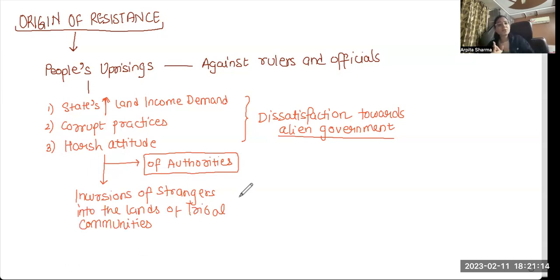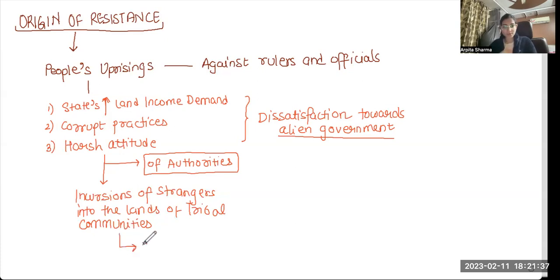So they had their own governmental system, right? Tribal communities mein koi zyada ghusta bhi nahi hai because unka system apna established hai. They have a well-established system, hierarchy, everything. So the Britishers, the strangers, were trying to enter into the lands of the tribal communities. They were trying to interfere into the working of the tribal governance. And that is why the tribal revolts took place.